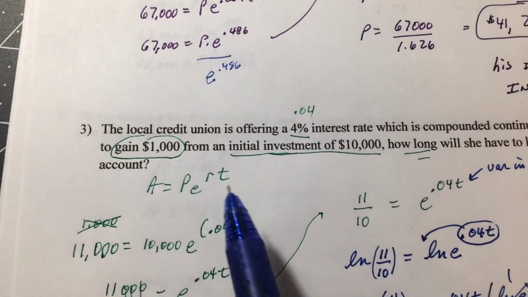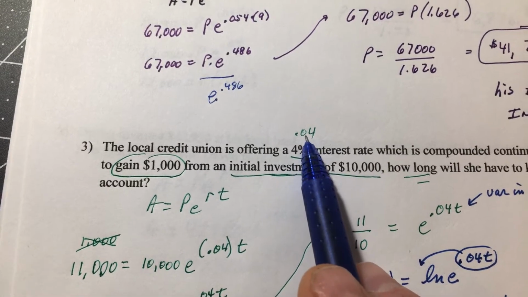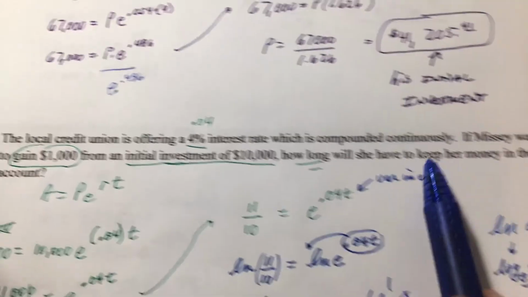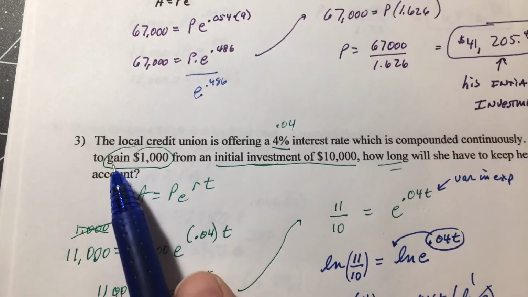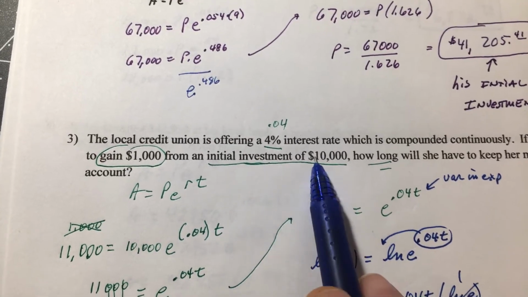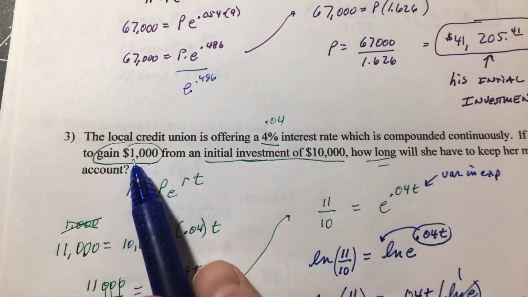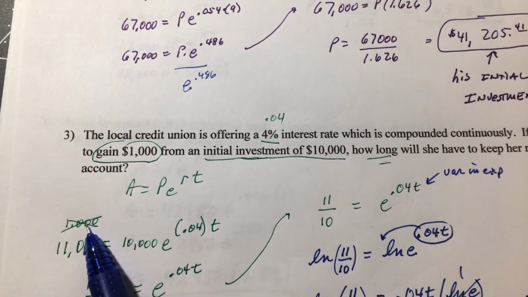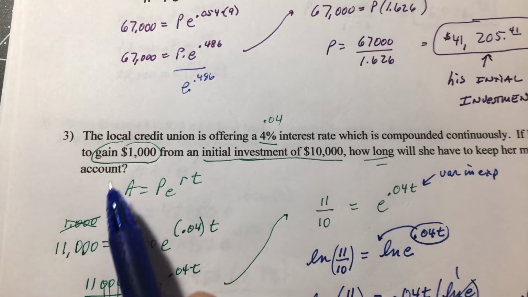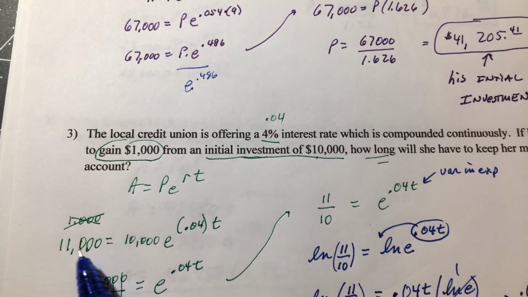Number 3, you've got to be a little careful with the wording here. Let's see what we got. A local credit union is offering 4%, so we're going to make that 0.04 and plug it in for our rate. Compounded continuously. Now here's where we've got to be careful: to gain 1,000 on an initial investment of 10,000. So they're telling you right there what you're starting with. That's your P. But then what does gain 1,000 mean? It doesn't mean you have 1,000 over here. If you put 1,000 over here, you've lost 9,000. So if we're going to gain 1,000, if you started off with 10,000, that means you need to have 11,000 over here.